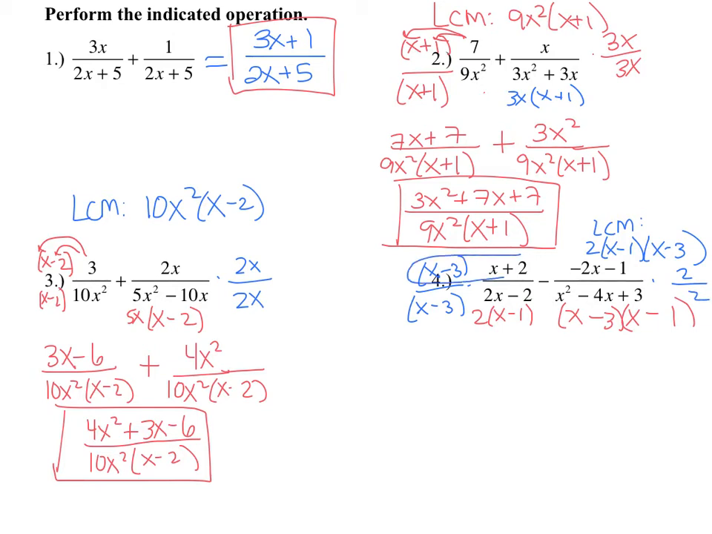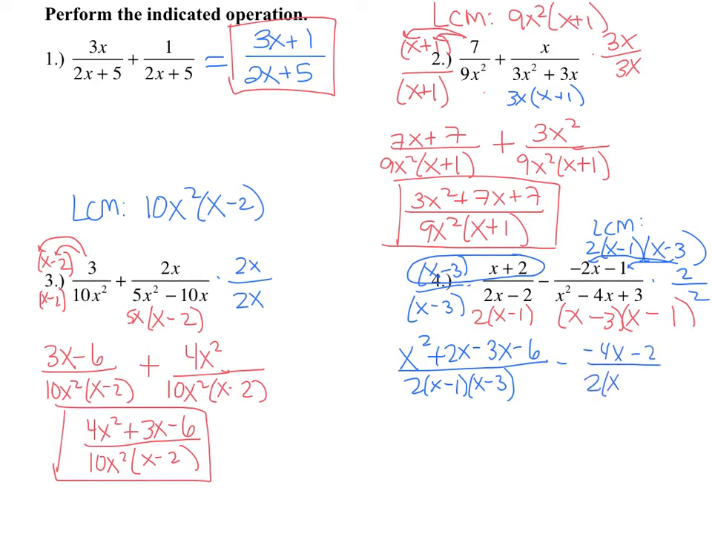Okay, so here you've got a binomial times a binomial, so you have to FOIL it or use a generic rectangle. So you'll get x squared plus 2x minus 3x minus 6 over your denominator, and again, keep your denominator factored so that later, if we are able to factor the numerator, we can see if we can simplify it all. For the second one, use the distributive property, so we get negative 4x minus 2. Again, keep your denominator factored.